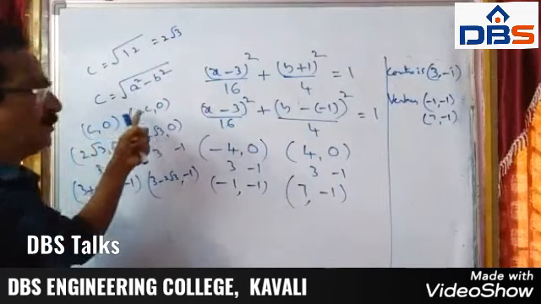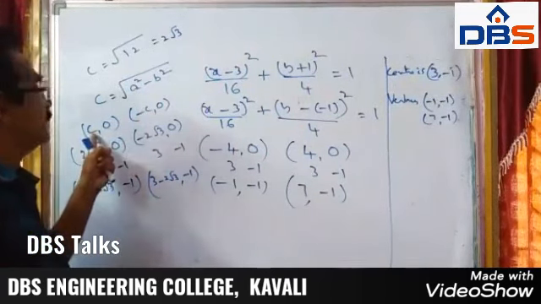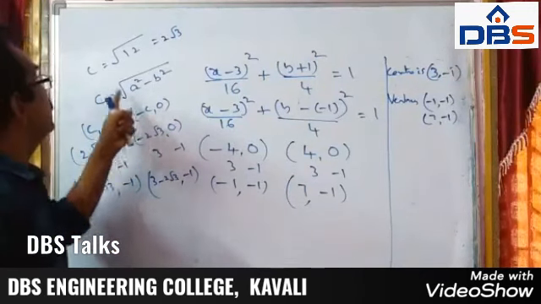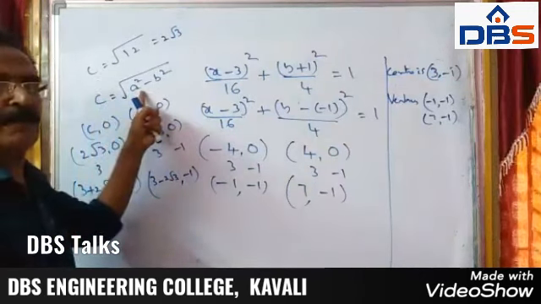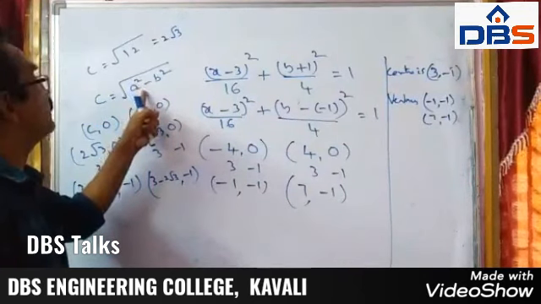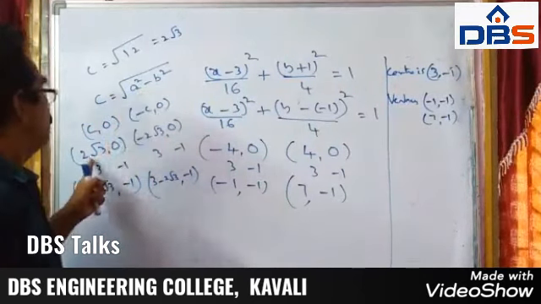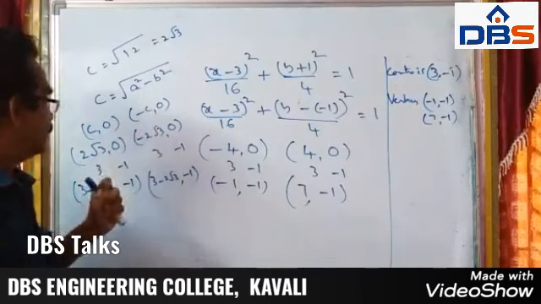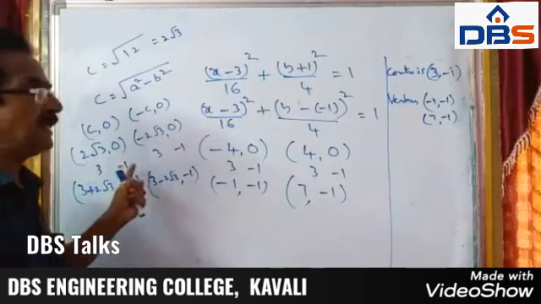Here ae comma 0 and minus ae comma 0, nothing but here c is ae, where c is equal to root of a square minus b square. So we have to find the c value. And by substituting the c value here, we get the coordinates. And after this, we have to add the center.